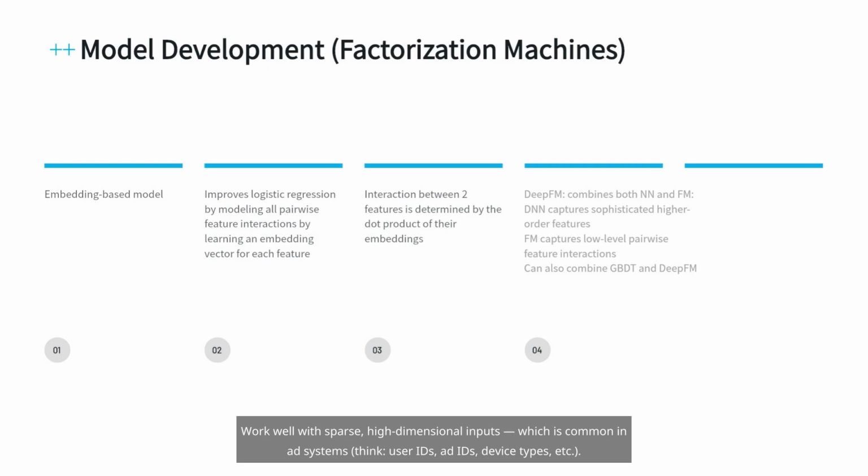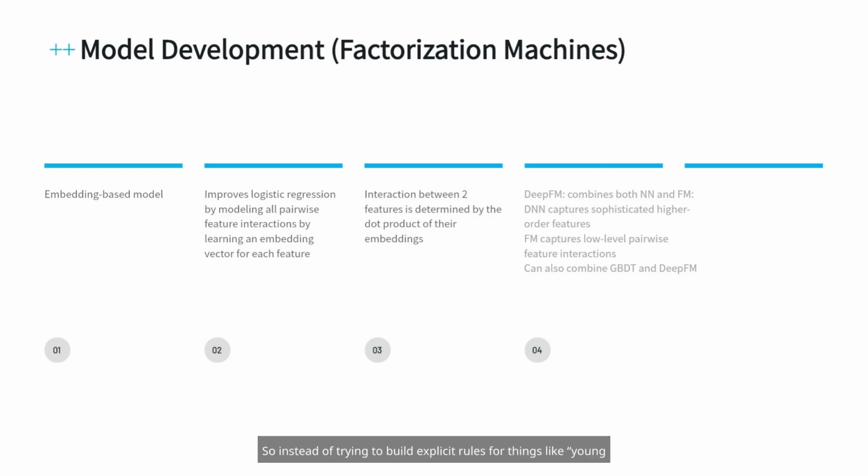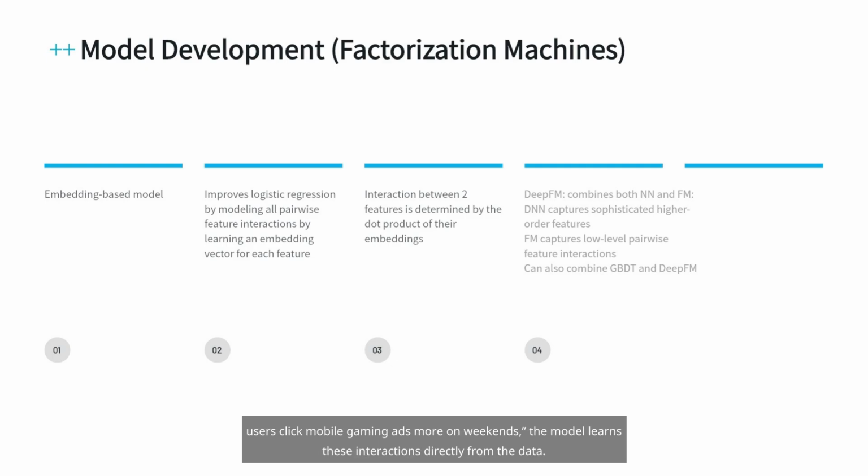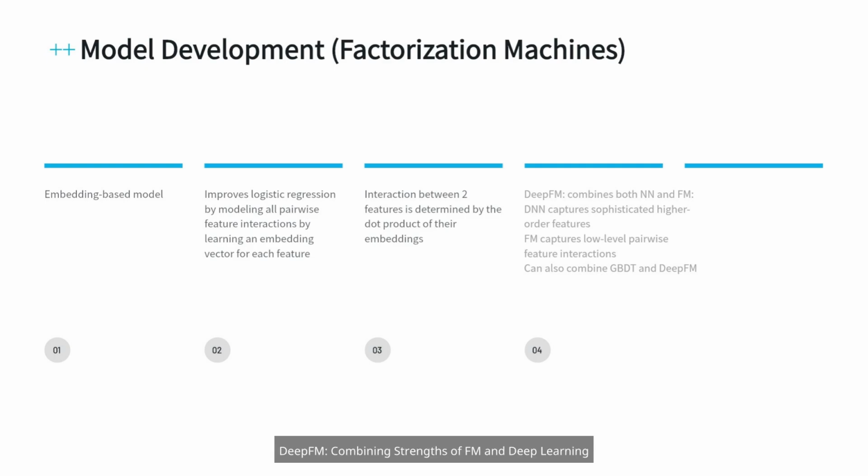So instead of trying to build explicit rules for things like young users click mobile gaming ads more on weekends, the model learns these interactions directly from the data. DeepFM: combining strengths of FM and deep learning.